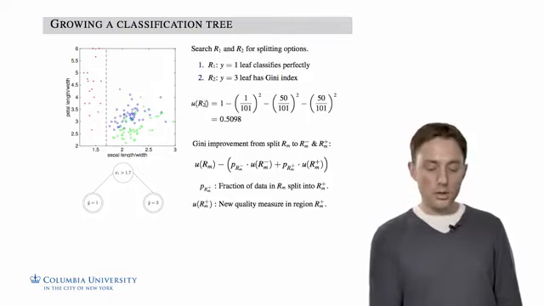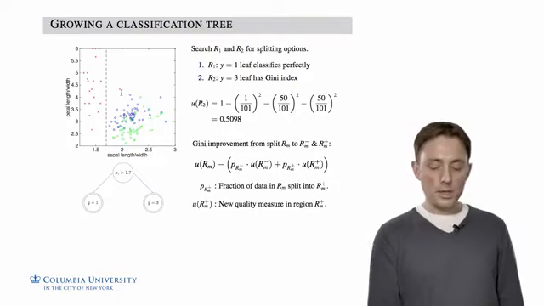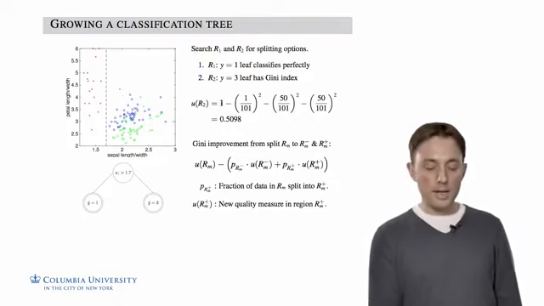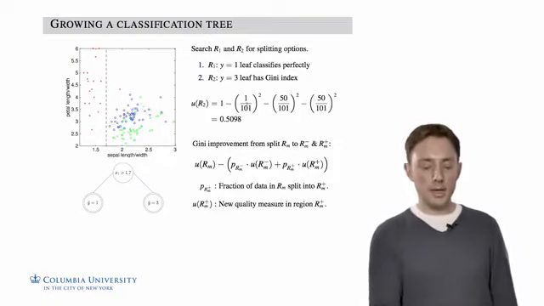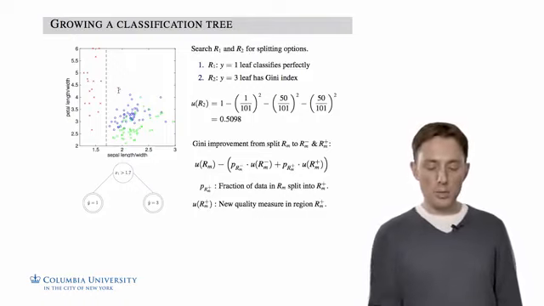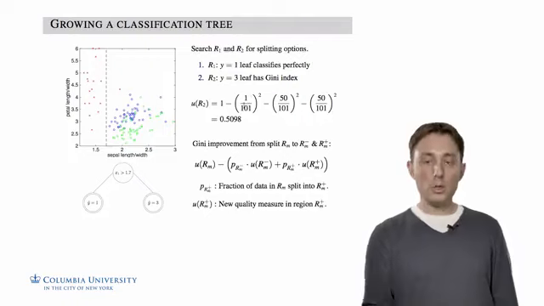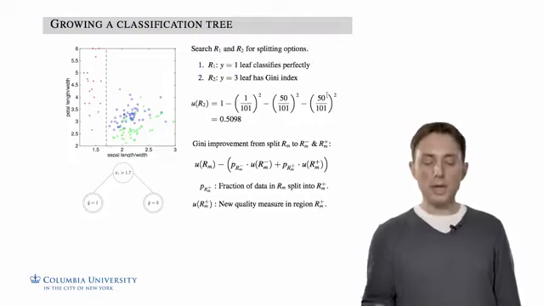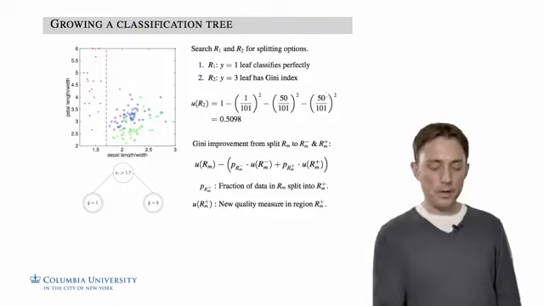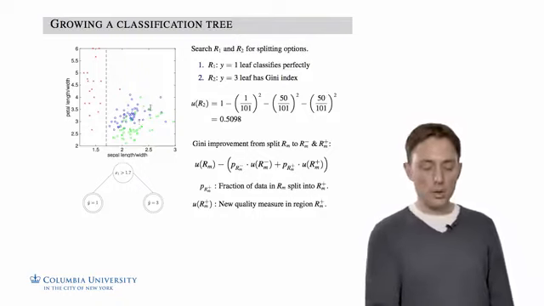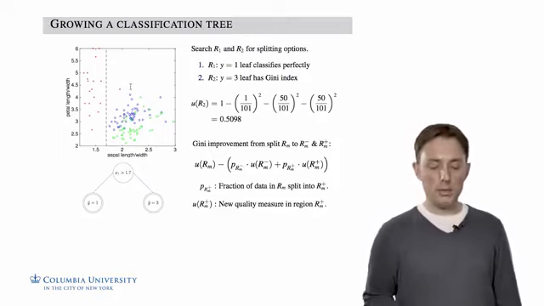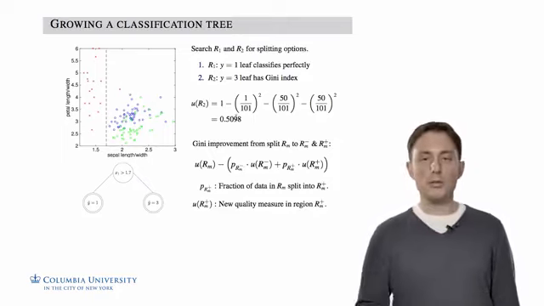R2 has a Gini coefficient equal to 1 minus the sum of the squared probabilities of each class in this region. The entire data set in this region is 101 points. There's one class 1, so we have 1 over 101 squared, minus 50 over 101 squared, minus 50 over 101 squared. There are 50 of the blue points and 50 of the green points, and a total of 101 points in this second region. So we have a Gini coefficient of 0.5098.